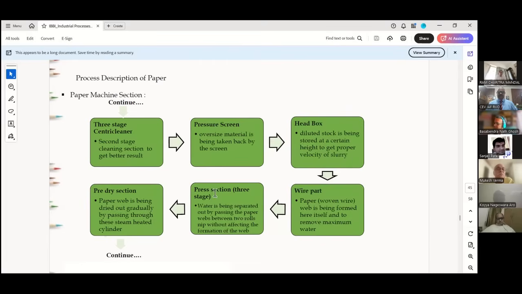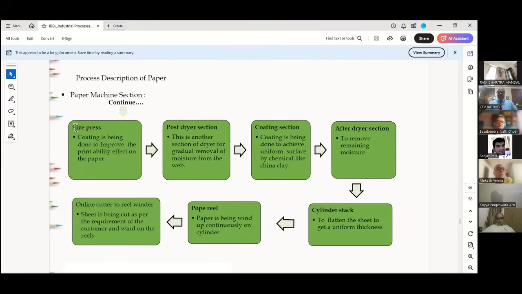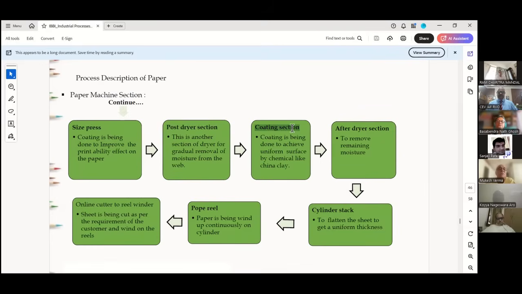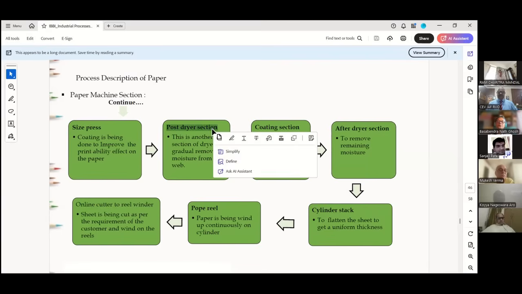वायर पार्ट से ये प्रेस सेक्शन में जाएगा, प्री ड्राइंग सेक्शन में जाएगा, साइज में जाएगा, पोस्ट ड्रायर सेक्शन में जाएगा, इफ कोटिंग रिक्वायर्ड तो कोटिंग सेक्शन में जाएगा. अगेन कोट को ड्राई किया जाएगा, देन कैलेंडरिंग, पोप रील, और आउटपुट मिलेगा. ये सारे जो नाम हैं, इट इज अ नेम ऑफ द मशीन. तो इस ड्रायर में नंबर ऑफ रोल्स होंगे. अब नंबर ऑफ रोल्स प्लांट की कैपेसिटी पर डिपेंड करता है.